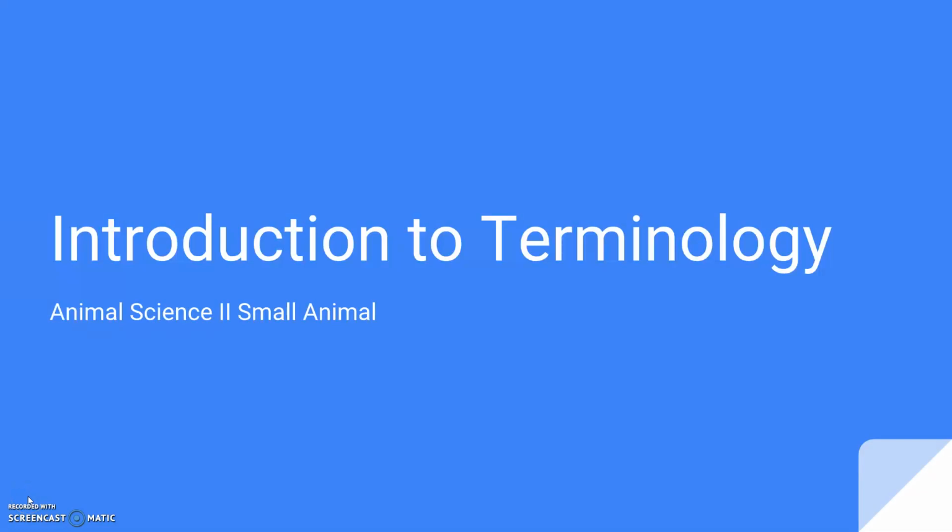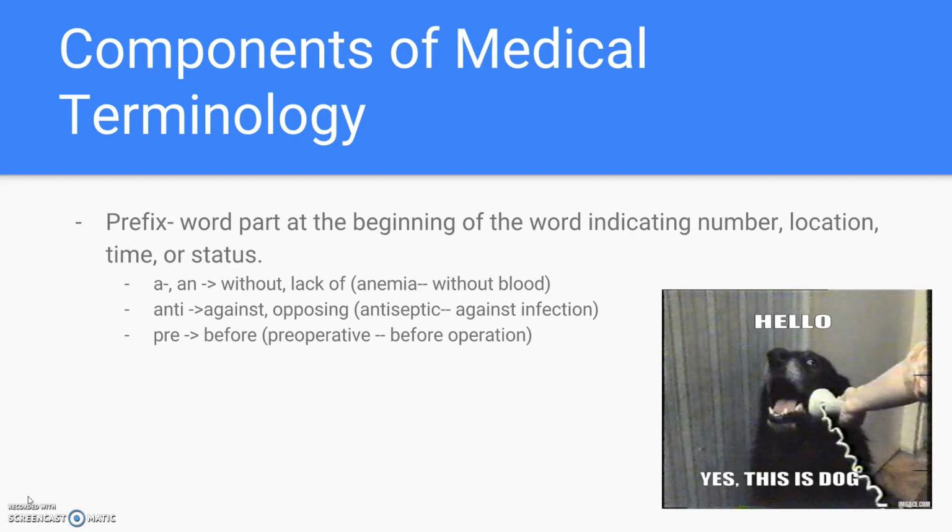This video is all about terminology, specifically terminology used in the small animal industry, but also I think a lot of this has to do more with the veterinary industry as well. So there's different components of medical terminology, and this you've probably learned in English, but the first part is the prefix. So this is the part of the word that's at the very beginning of the word, and this can indicate a couple different things, but it can indicate a number, location, a time, status.